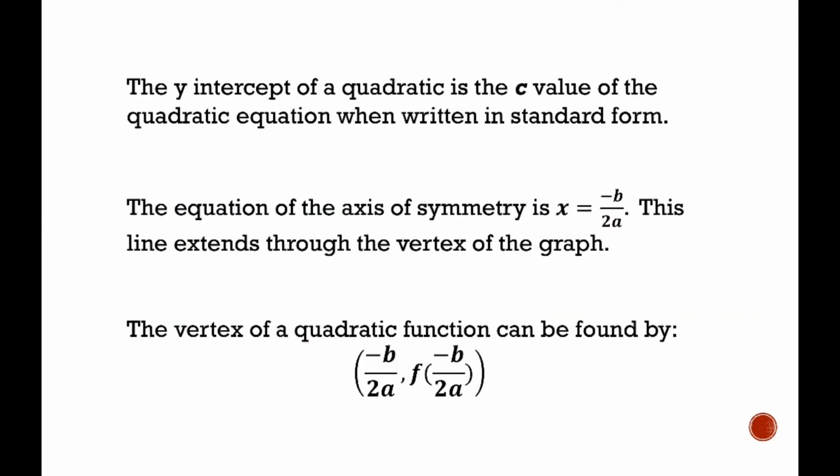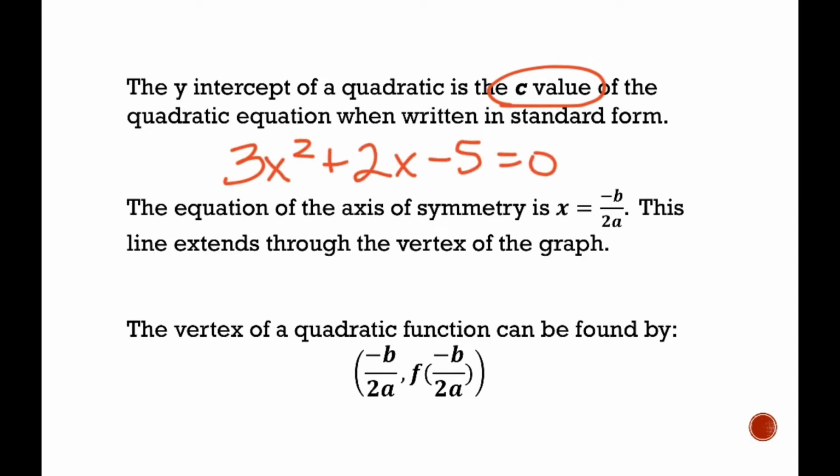When we have a quadratic function, the y-intercept is the c value when you have it written in standard form. So if we had something like 3x² + 2x - 5 = 0, even though right off the bat we can't tell too much about it, I would know that the y-intercept would be at -5. So (0, -5) would be the y-intercept. And so that's what we can tell from that.